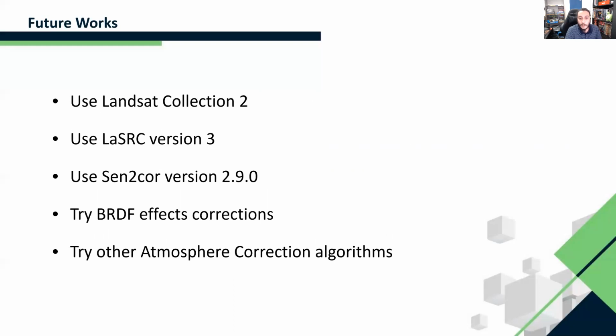And we intend to expand this work in the future by using Landsat Collection 2 data instead of Collection 1, since this can reduce errors, which can be from registration. And we intend to use more recent versions of the atmospheric correction algorithms, so we intend to use LaSRC version 3 and Sen2cor version 2.9. And we also would like to enhance the images and see if other radiometric corrections, such as BRDF effects corrections, can improve these data, and also try different atmospheric correction algorithms.